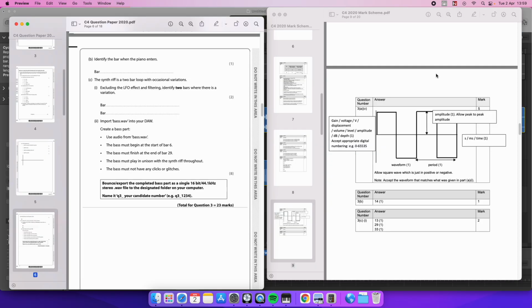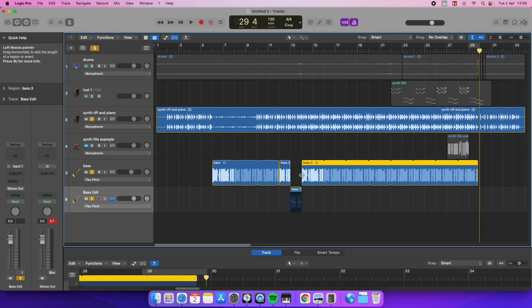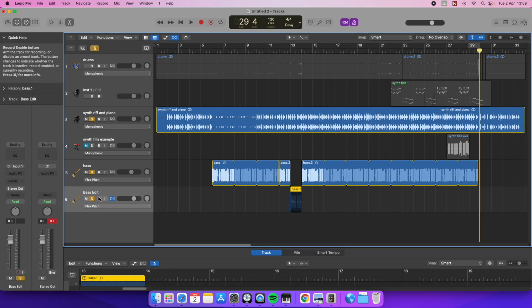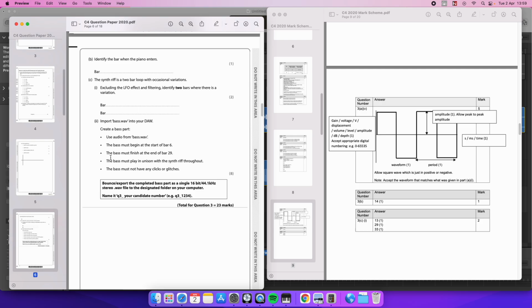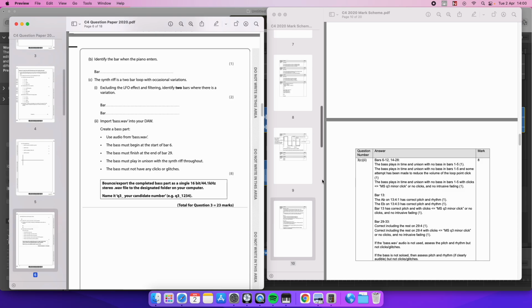Alright, cool. Bass done. You can always just grab this fella, although the flex pitch is only on this channel, so you can't really drag it up. So just leave it there; it's fine. There we go. Lane unison, no clicks and glitches. Well, some of the audio you gave us was a bit clicky anyway, so I'm not gonna say anything. Bass players in time in unison.